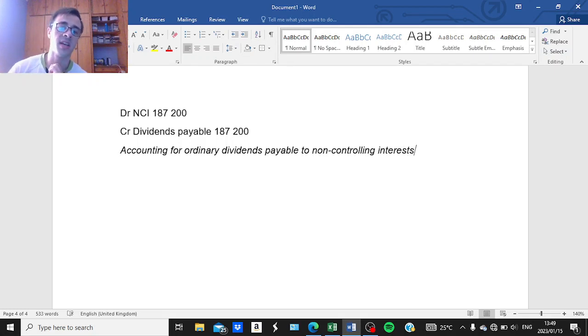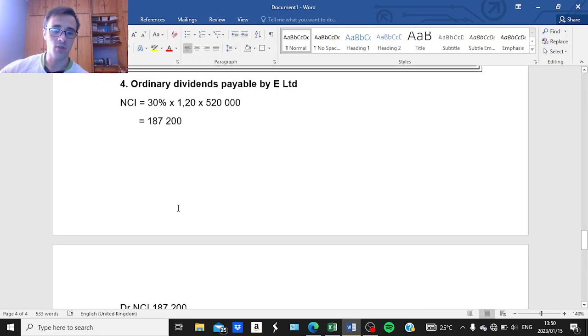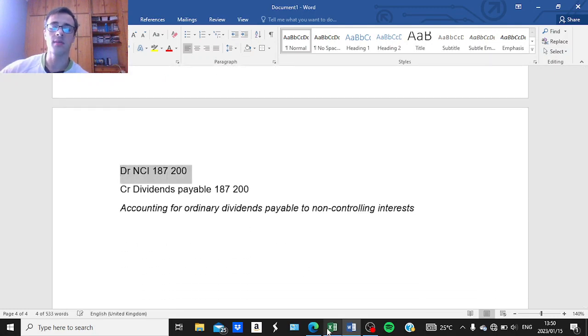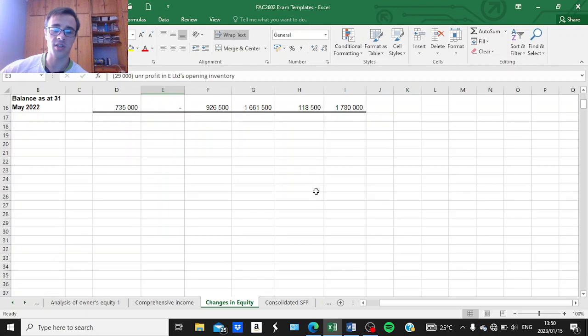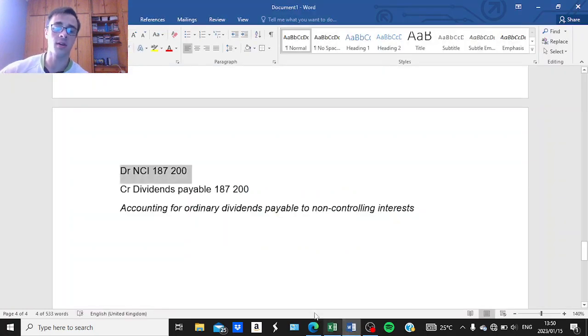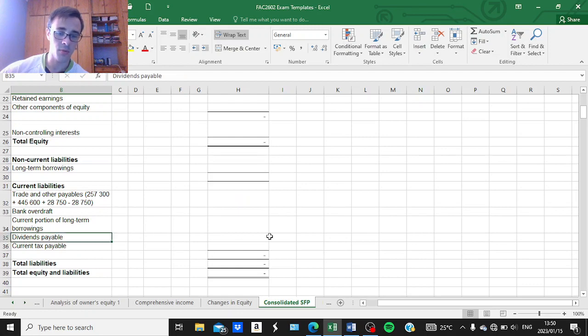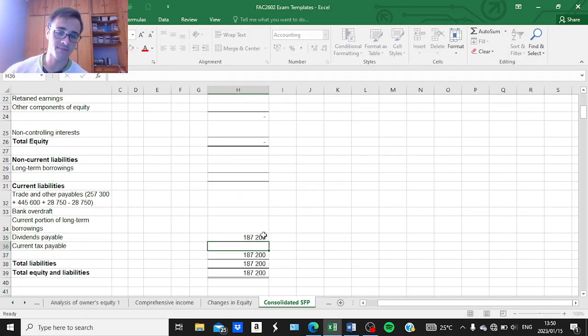As I've explained, there is no elimination of intergroup dividends because the parent has not included it as part of its other income, and it was not recorded by the subsidiary either. So let us make all the necessary adjustments. Debit NCI in the consolidated statement of changes in equity, in the NCI column. 187,200 is subtracted in that column. And then we need to credit dividends payable, which must be shown separately on the consolidated statement of financial position. Dividends payable by the group, 187,200.